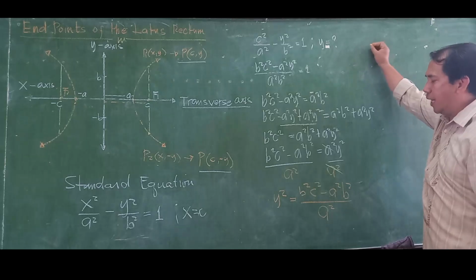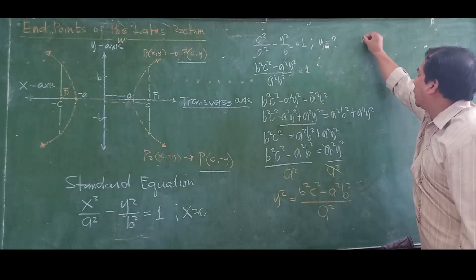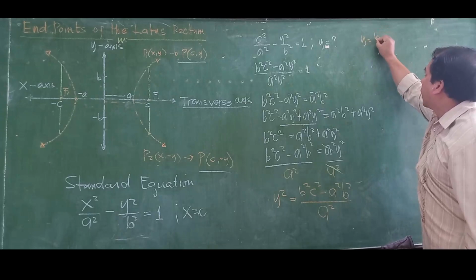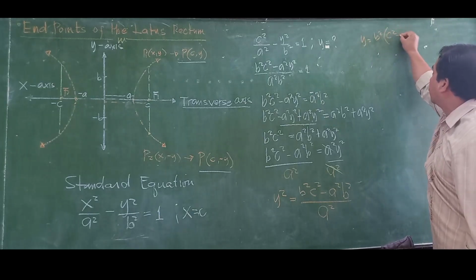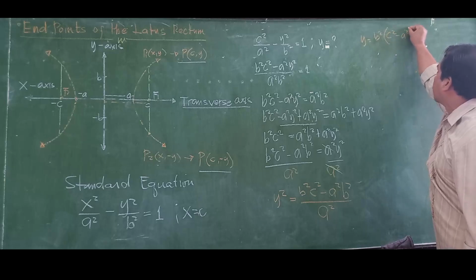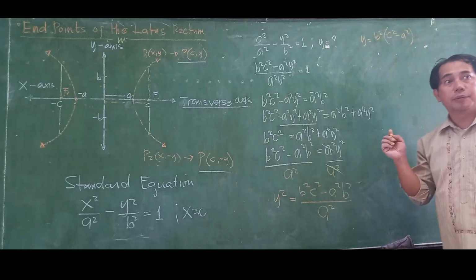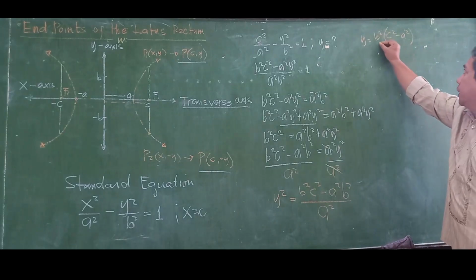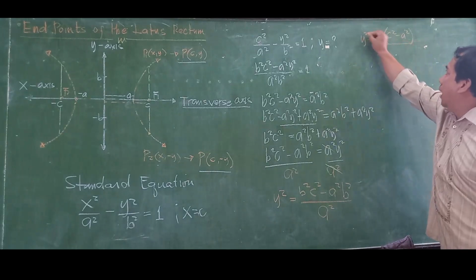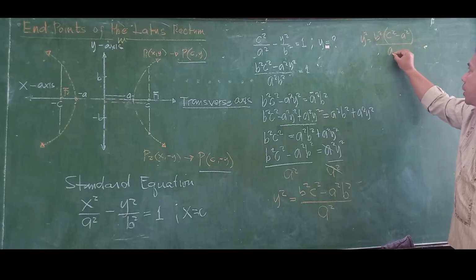That is the same as what? y squared equals b squared. Factor it out. What is left? c squared minus a squared. Nakukuha ba? Okay. What about the other one? That is the same as a squared.